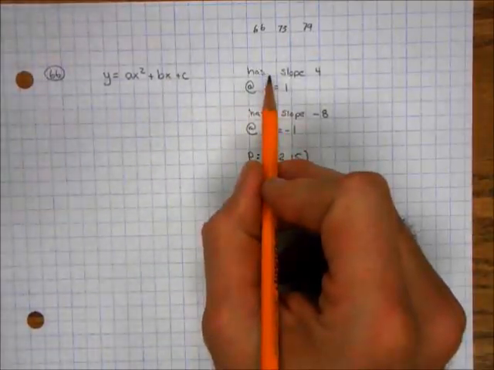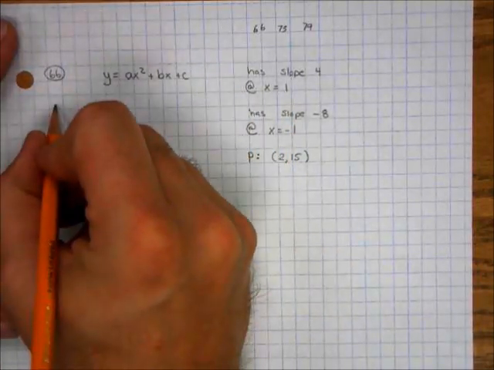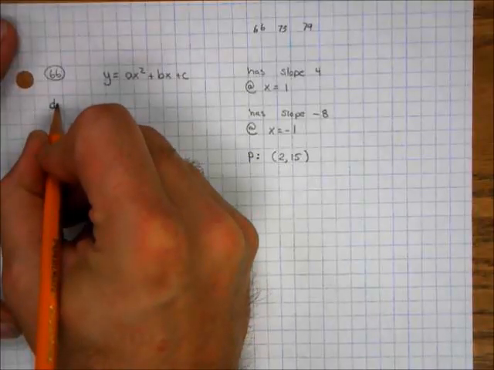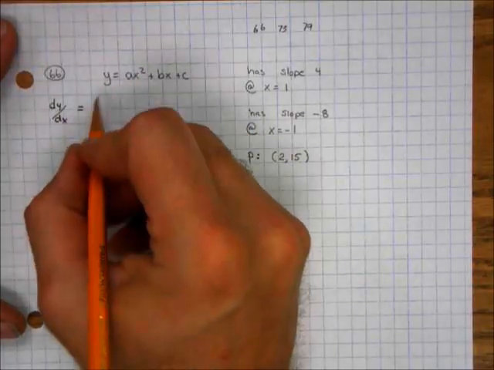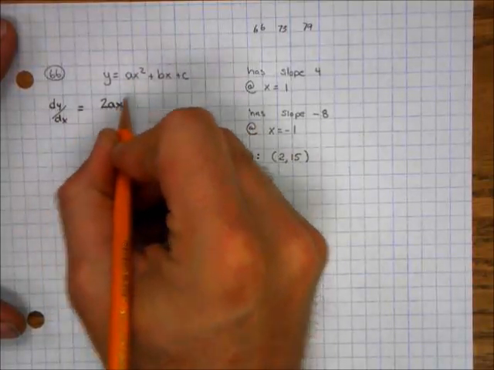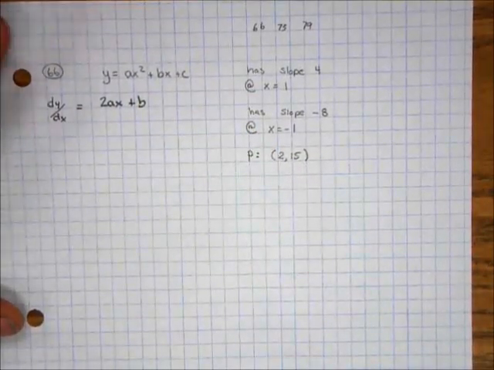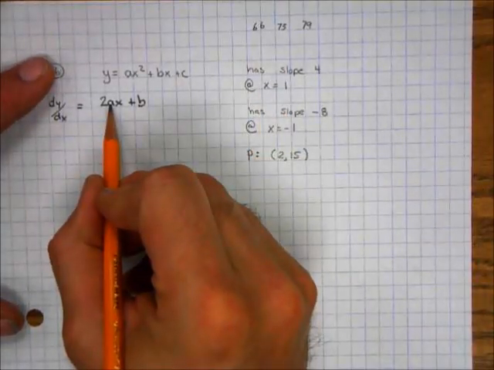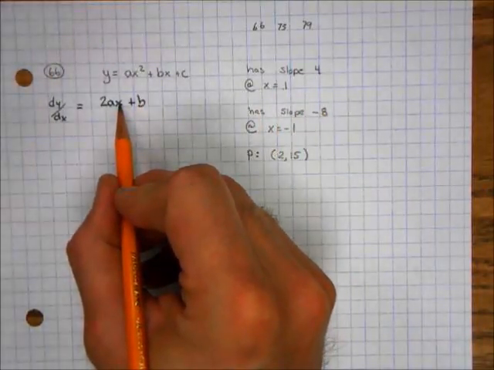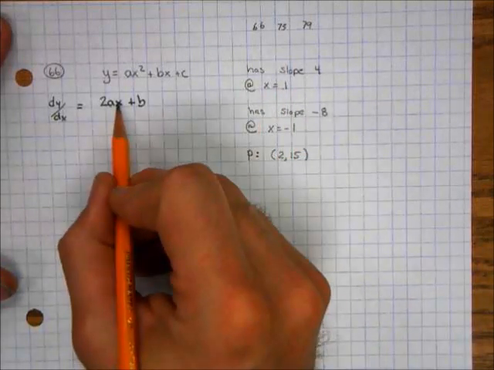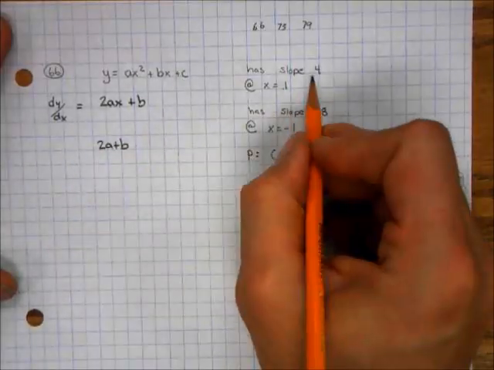So when they say it has a slope of 4 at x equals 1, that implies that we need to find out what the derivative is, because dy/dx is rise over run. And to take the derivative of this would be 2ax plus b. That's the derivative. Now, if I input 1, it should equal 4. So I'm going to input 1 into x and set it equal to 4. 1 times 2a is 2a plus b is equal to 4.